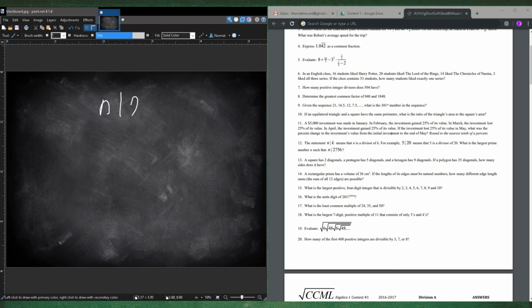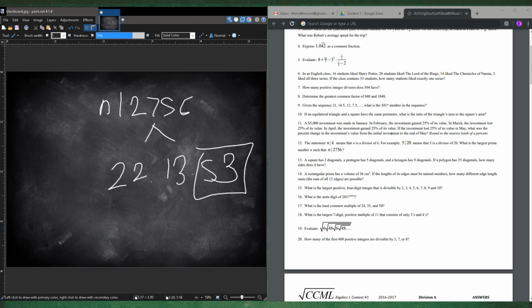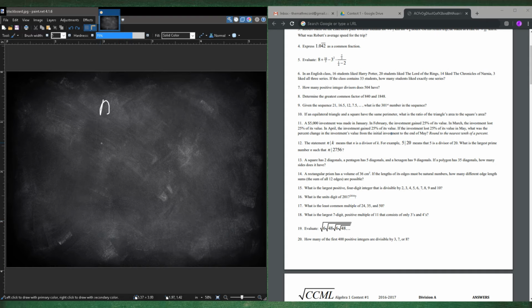So n divides 2756, so we've got to factor 2756. You probably just want to use your calculator. I really don't want to do this right now. So for 2756, you get 2 squared times 13 times 53. So the largest prime is just 53. So the answer is just 53. Since this is contest math, just know how to use your calculator. The calculator will save you so much time.